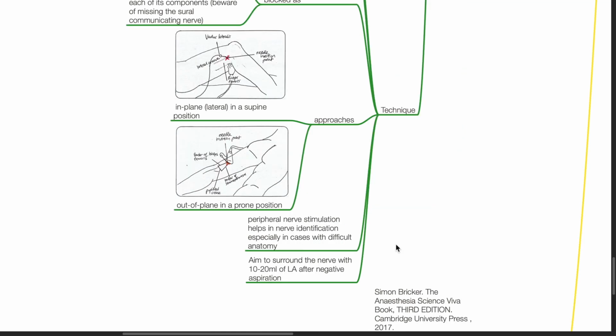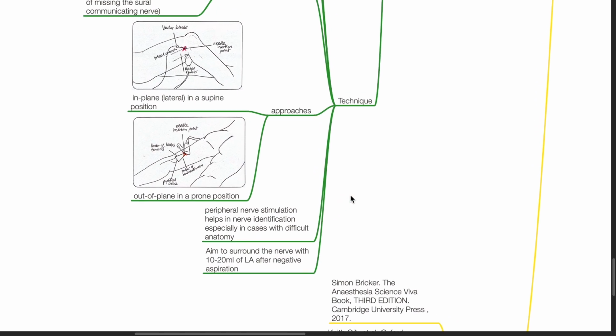The in-plane approach in supine position or out-of-plane approach in prone position can be used. Peripheral nerve stimulation helps in nerve identification, especially in cases with difficult anatomy. Aim to surround the nerve with 10 to 20 mL of LA after negative aspiration.